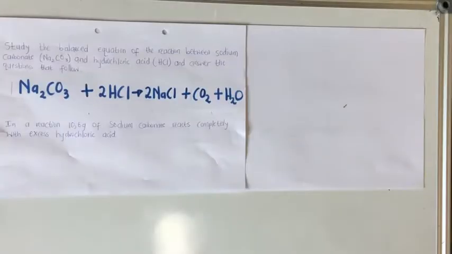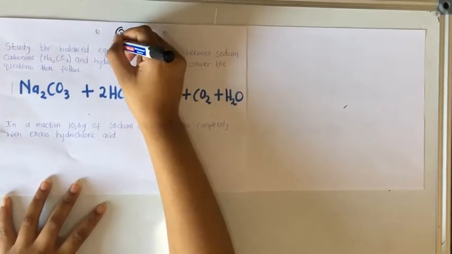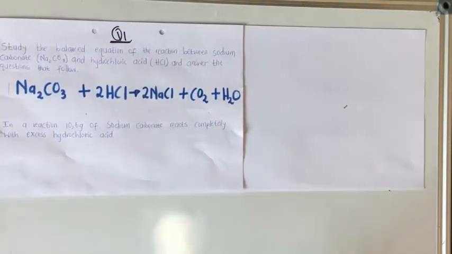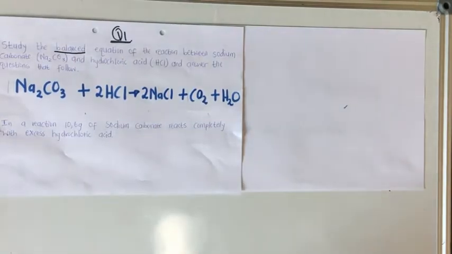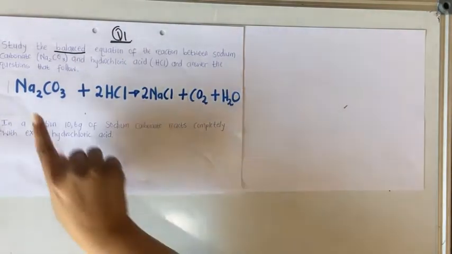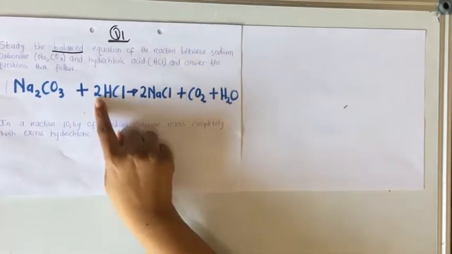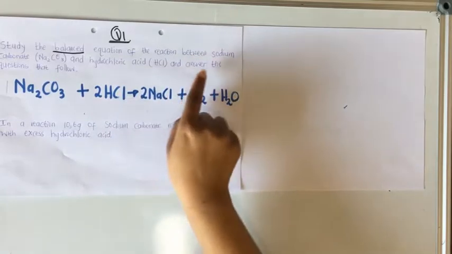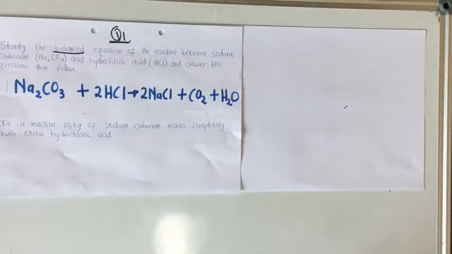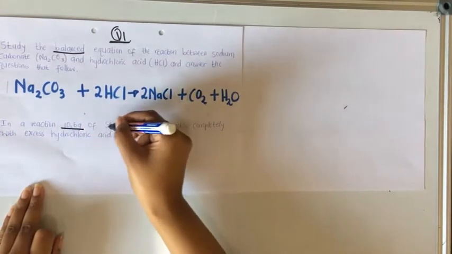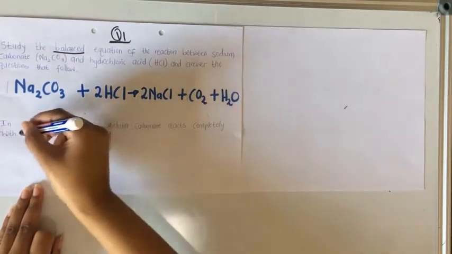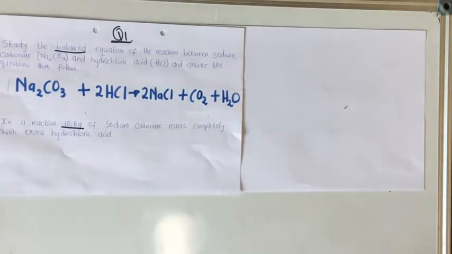Okay. So umbuzo wethu wokuqala, question 1. Uthi study the balanced equation of the reaction between sodium carbonate and hydrochloric acid, and answer the questions that follow. In a reaction, 10.6 grams of sodium carbonate reacts completely with excess hydrochloric acid.